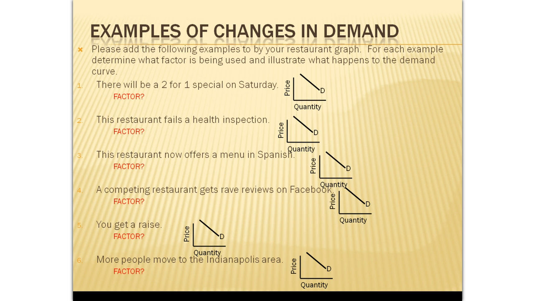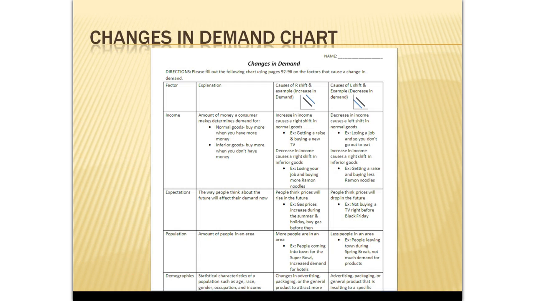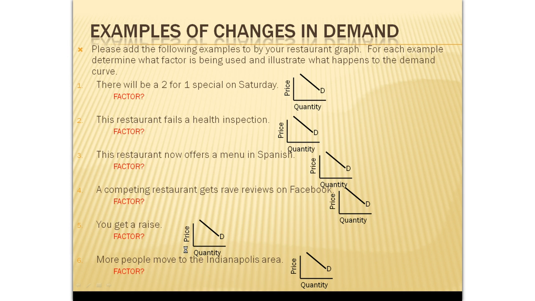Now, you're going to write these all near your restaurant graph. And for each one, you're going to work as a group, and you're going to use this changes in demand chart. And you're going to use it and figure out which factor on your chart am I using in the example. So which factor am I using? And then you're going to draw what happens to the demand curve. Does the demand curve shift to the right or to the left?